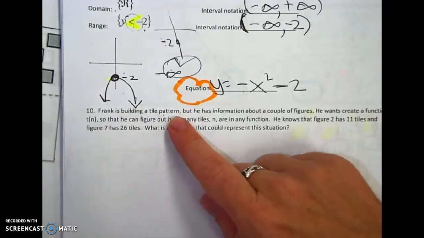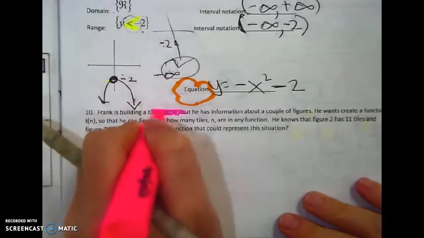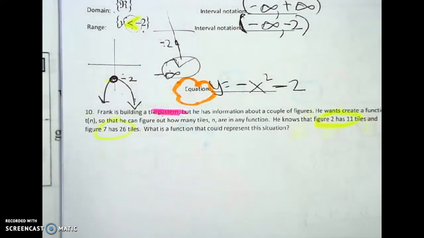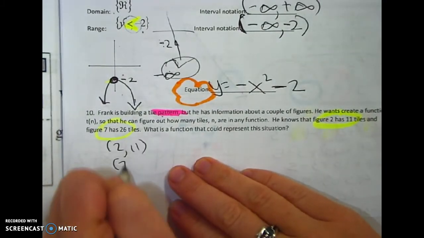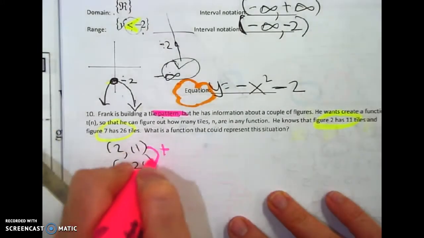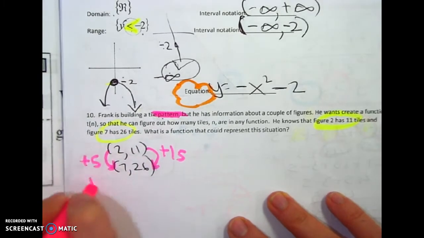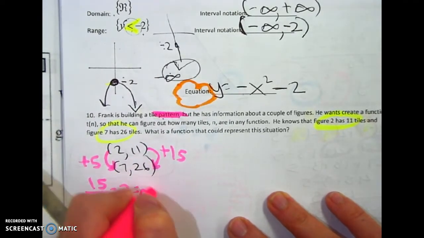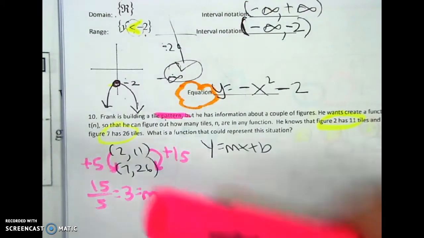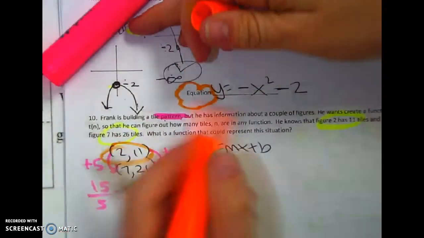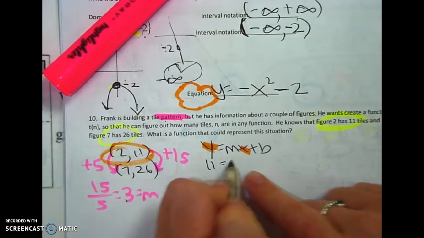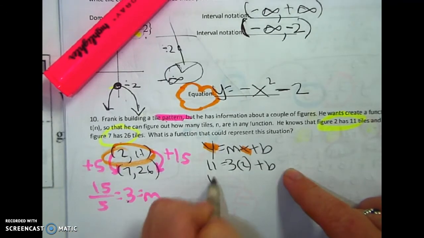All right, last problem. Frank is building a pattern. Uh-oh. If I'm hearing pattern, I know there's going to be an equation somewhere. So when I look here, I see 2 goes with 11 and 7 goes with 26. But then that reminds me of a pattern. Bigger by 15, bigger by 5, 15 over 5 is 3. That's my m. Y equals mx plus b. I'm going to use this equation because it's smaller to plug into my x and y. So my y is 11, my m is 3, my x is 2 plus b.